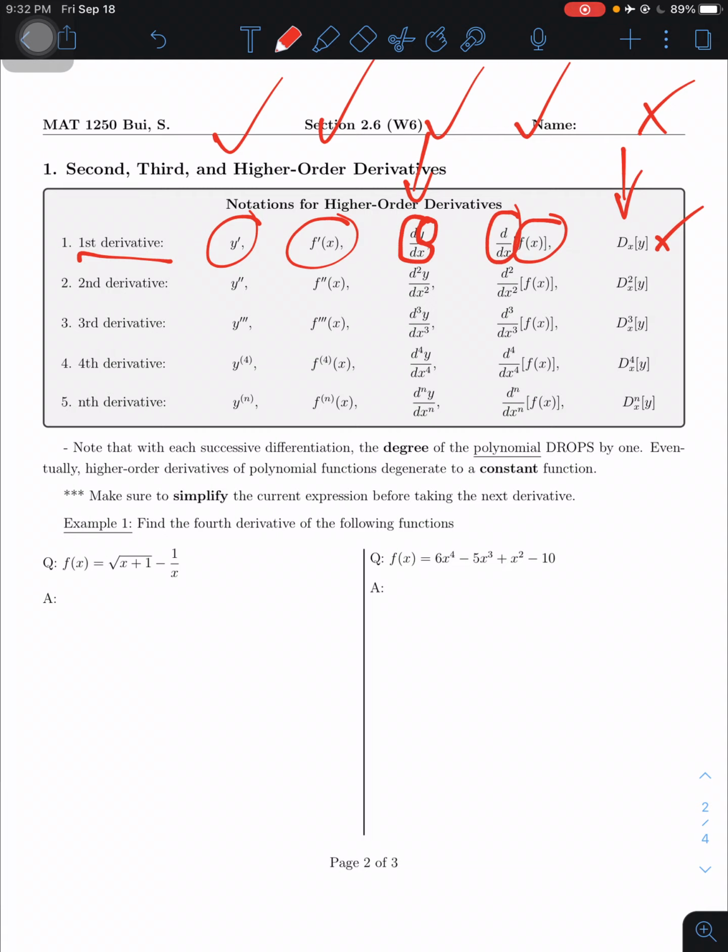Same thing goes for the second derivative. We're going to have double prime, and then f double prime. And for the d dx version, we're going to have a 2 in each of them. As you can see, the position of the 2 is different: on the top part it's d squared, because y has to be separate from the d dx. Same symbol in here but using f of x. And lastly, this one you don't have to worry too much about.